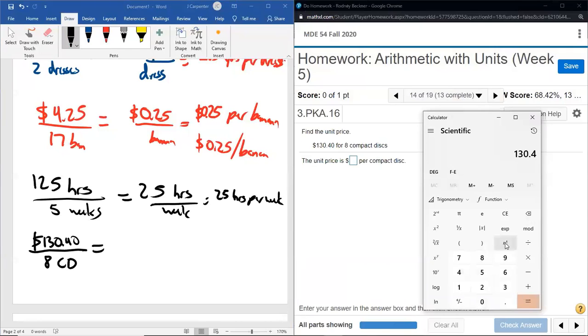130.4 divided by 8, and you get 16.3. Oh, I don't trust Mr. Beckner's math. Maybe he typed it wrong. Well, my calculator displays it, 130.4 divided by 8. Well, I'm still going to type it again.